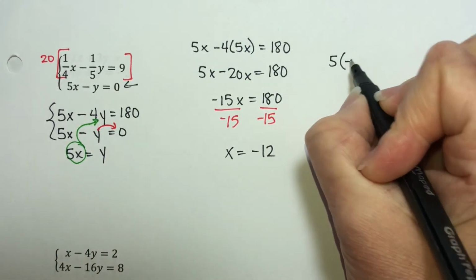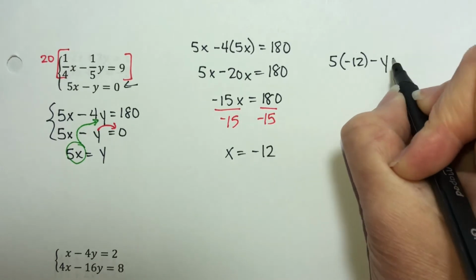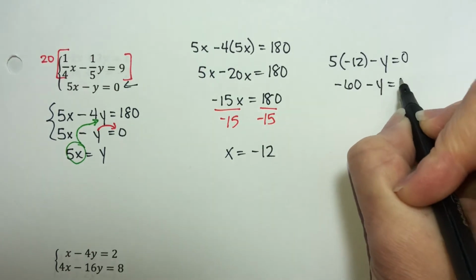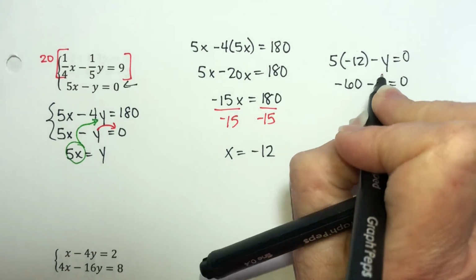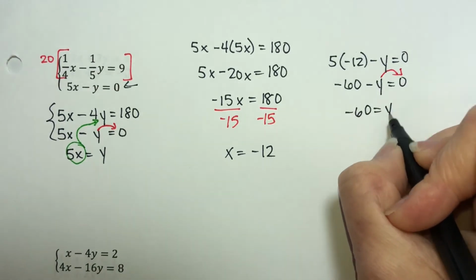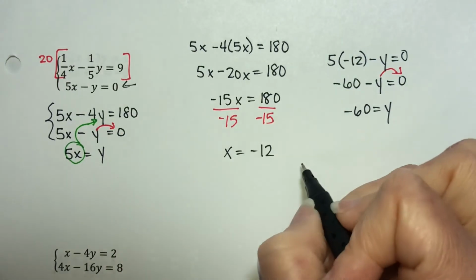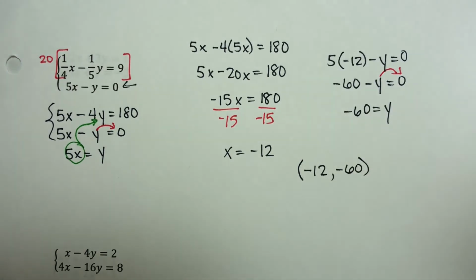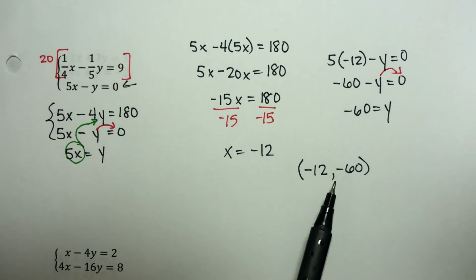5 times x, which is negative 12, minus y equals 0. This gives me negative 60 minus y equals 0. And then if I move the y over to the right, I get negative 60 equals y. So if I were to graph these two lines, they would cross at the point negative 12, negative 60. This is an example of the disadvantages of graphing: we would need a very large grid in order to see where these two lines cross. On the previous problem, we ended up with ugly fractions. It would be hard to read that off.